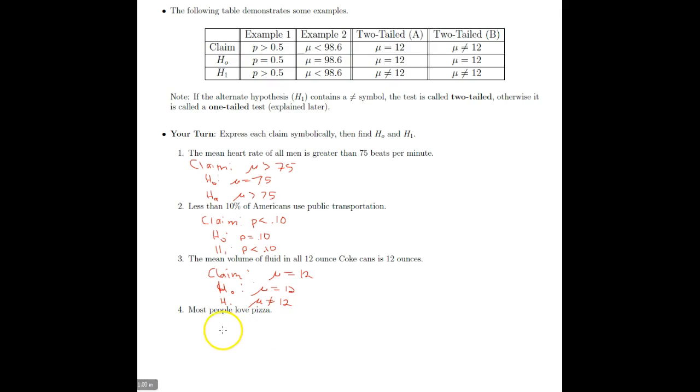Okay. For number 4, the claim is that most people love pizza. So the way we would put that in symbolic notation is, most people, that's a proportion. So that P is greater than 0.5. The null hypothesis would then be that P equals 0.5. And the alternate hypothesis would be the same thing as the claim, that P is greater than 0.5. Okay, hope those answers matched up with what you got. If not, take some time to think about it and see why these would be correct.